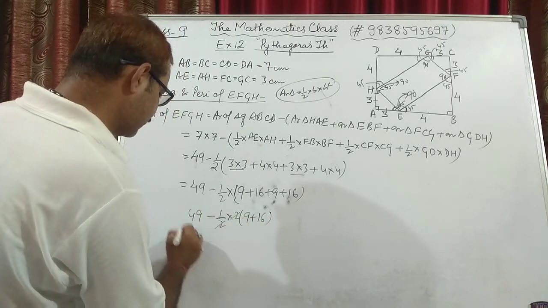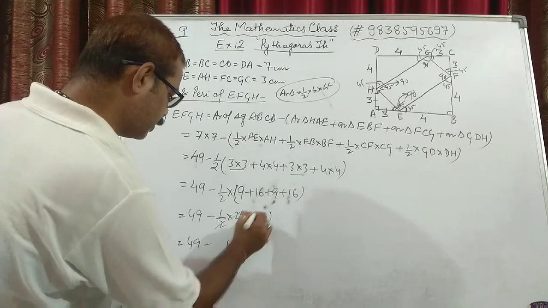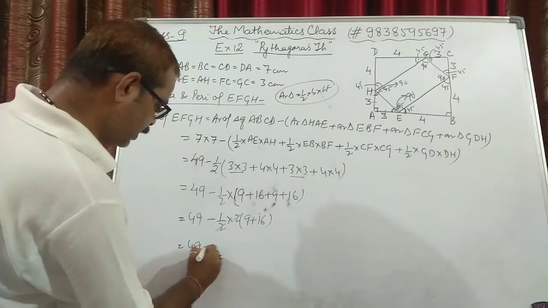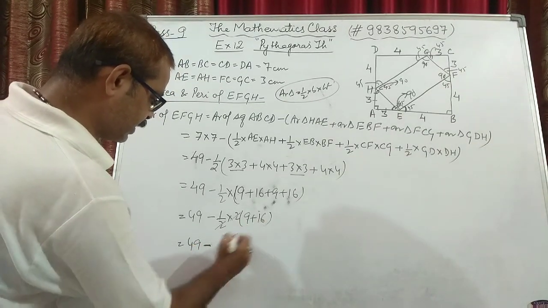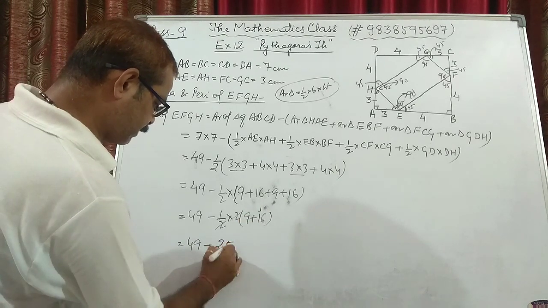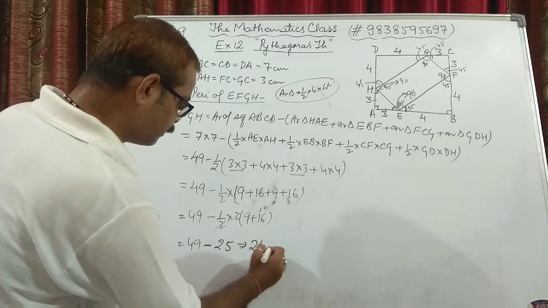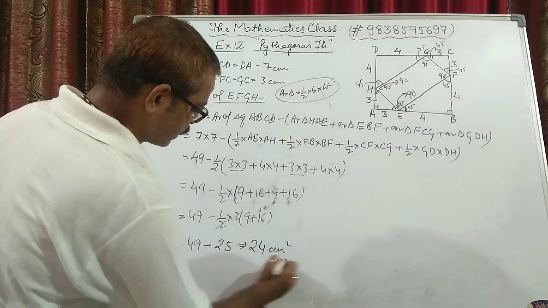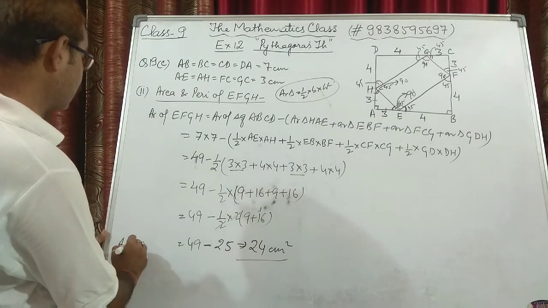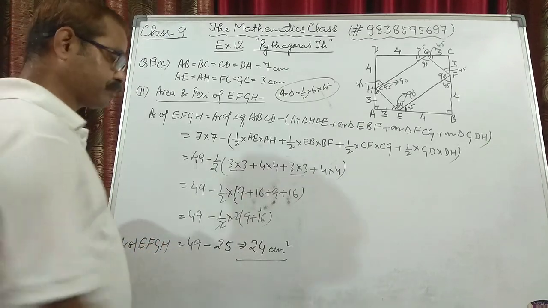The half and 2 get cancelled. So 49 minus 9 plus 16 is 25. 49 minus 25 is 24. 24 centimeter square is the area of EFGH.